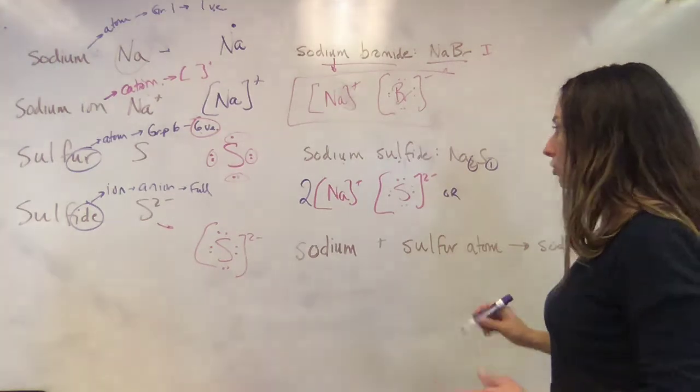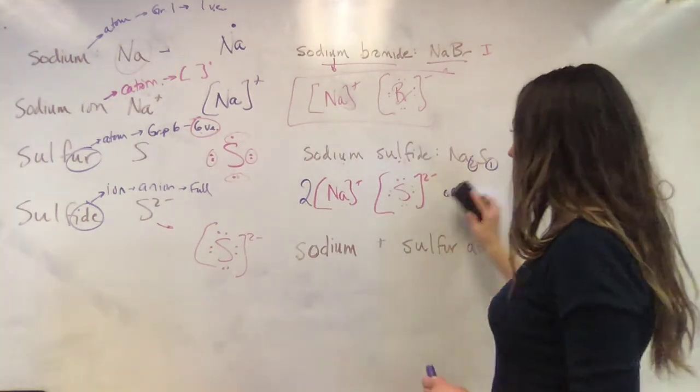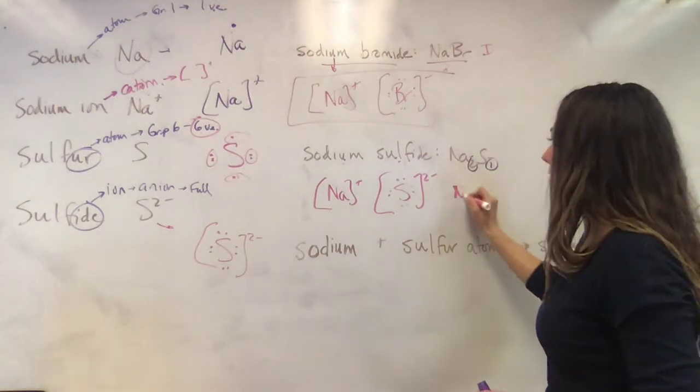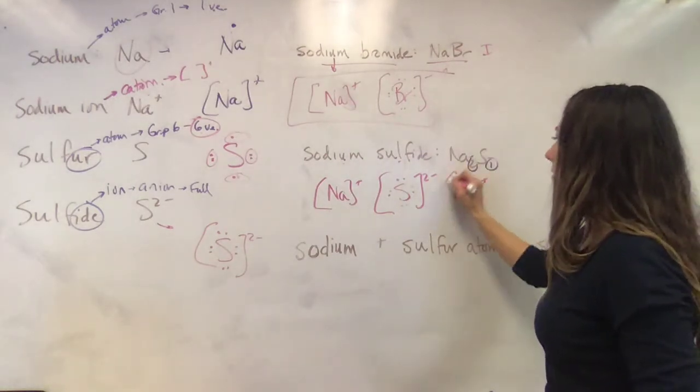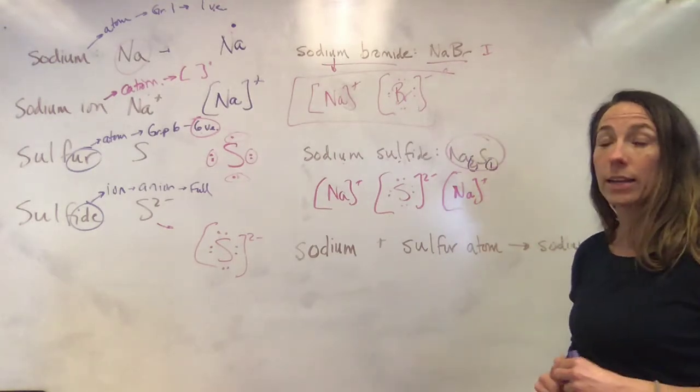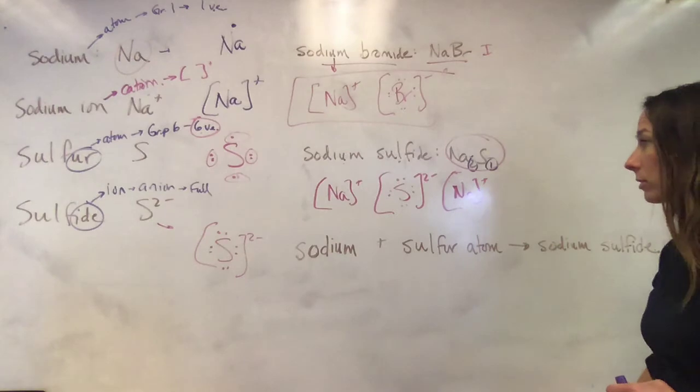Or I could have actually drawn it twice. So I could do this, or I could do this, and just draw that sodium ion twice. And now I'm representing that I have 2 sodiums and 1 sulfide in my ratio ionic compound.